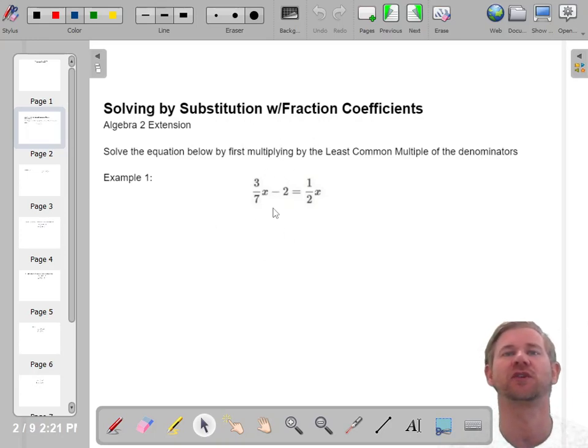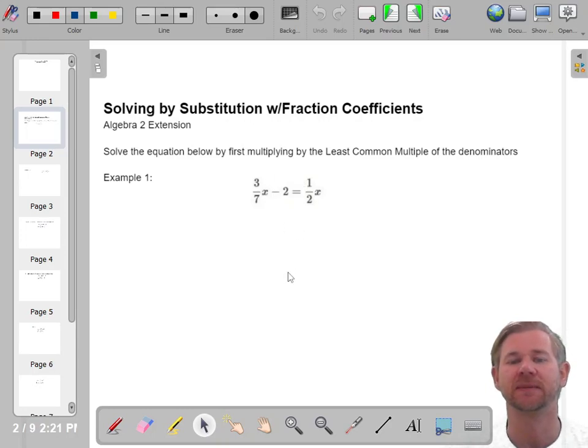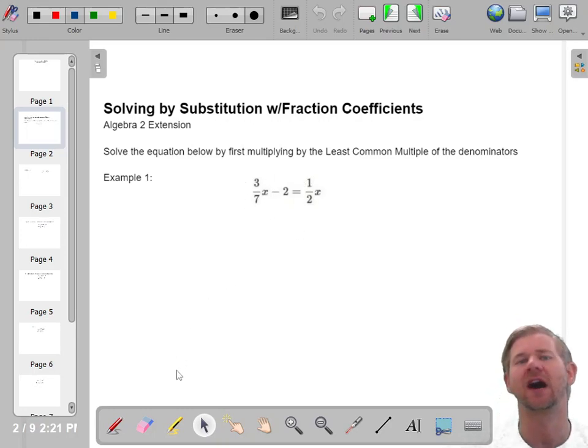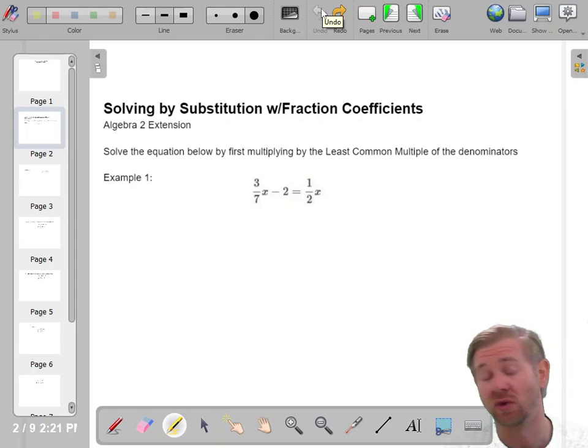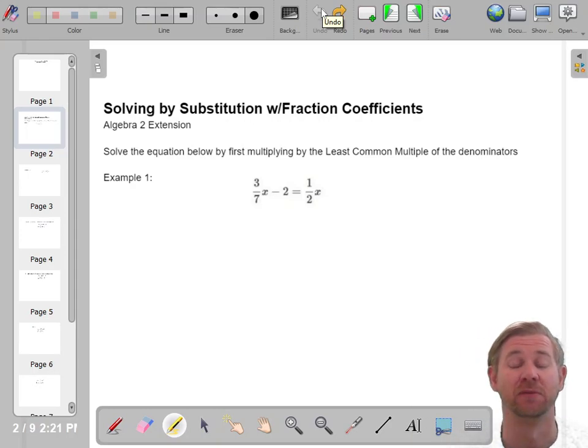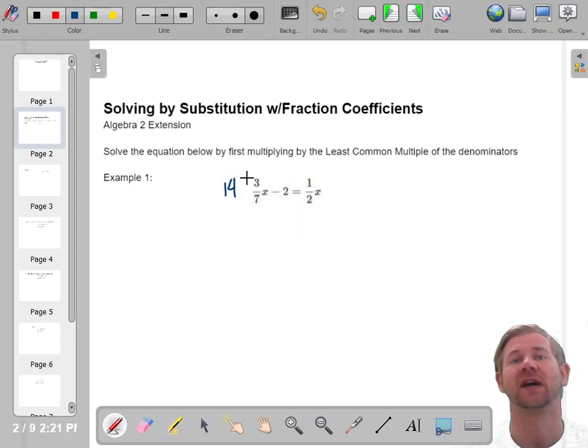So in this first problem, this is just a linear equation, and what I'm going to do is look for a common multiple between the denominators, so 7 and 2. You can always multiply them together to get a common multiple. That won't always necessarily be the least common multiple, but in this problem, the least common multiple between 7 and 2 is 14. So I'm going to multiply both sides by 14.